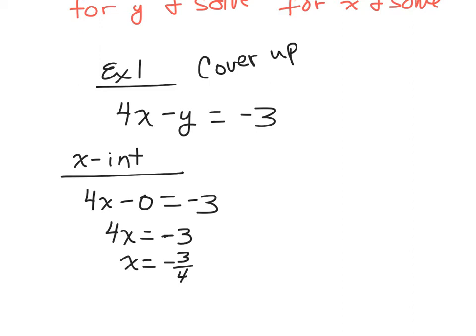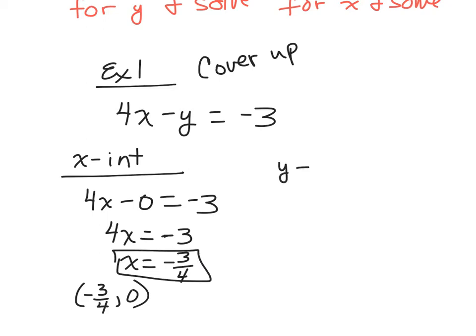Now, if you want to get real technical about it, that's a point in the xy plane, so it has both an x and a y coordinate. So technically, the x-intercept is the point negative 3/4, comma 0. If you give me x equal negative 3/4, I'll live with that.